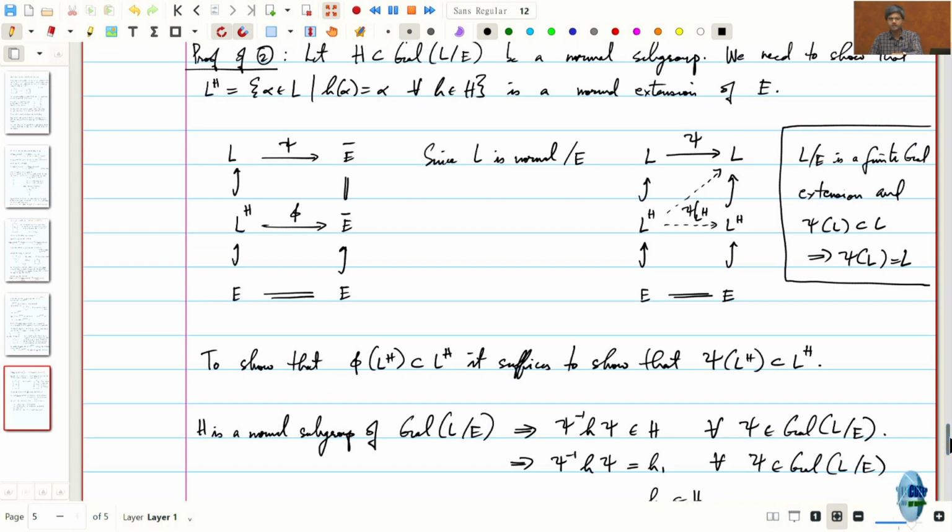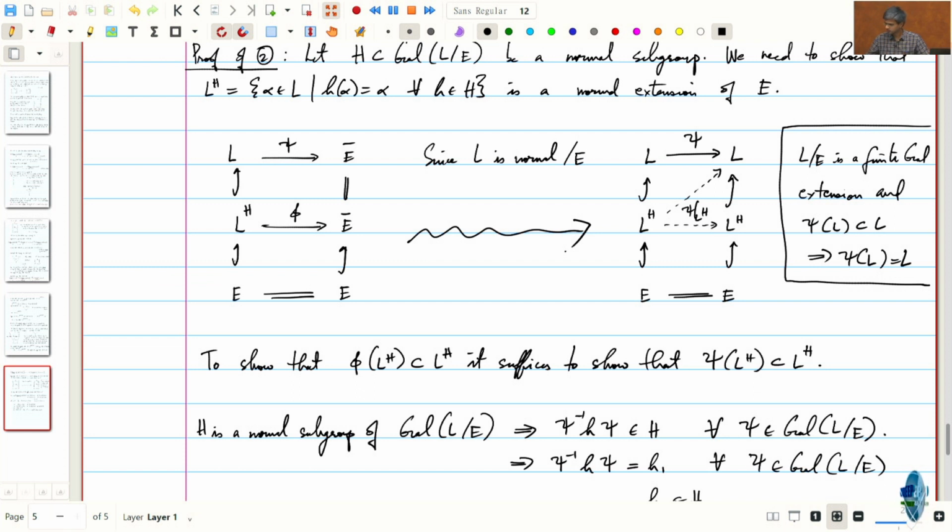So we started with a phi. We want to show that the image of phi is inside LH. We extended phi to L. Now we use the normality of L to arrive at this diagram. And finally, once we are here, we use the fact that H is normal to show that psi of LH is actually contained in LH. Okay. So this shows that if H is a normal subgroup, then LH is a normal extension of E.